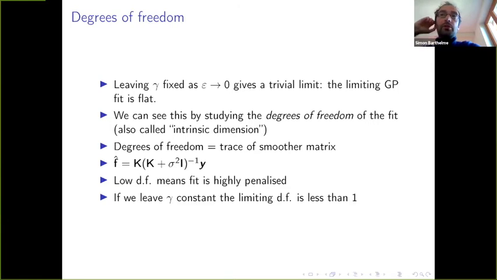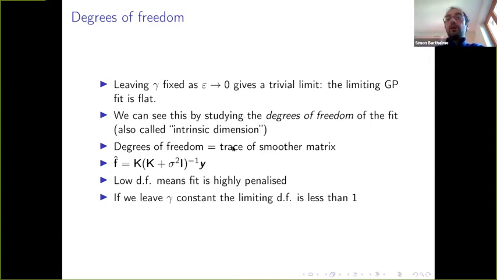But there's actually something subtle going on. It's true, but only if you let gamma be constant as a function of epsilon. So it turns out that's not what you want to do. What you want to do is let the height of your kernel function increase as the width increases.